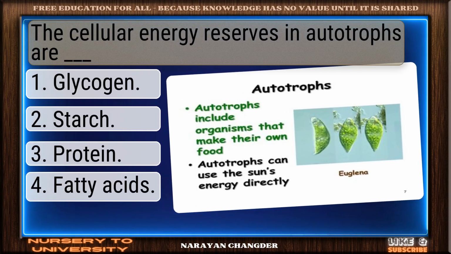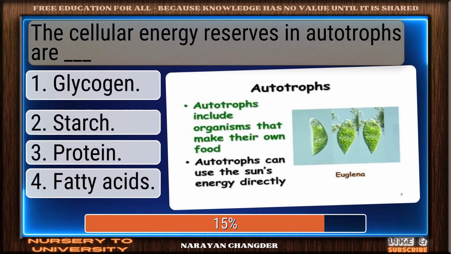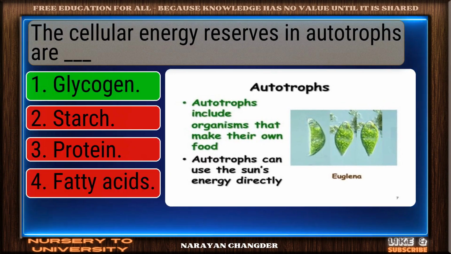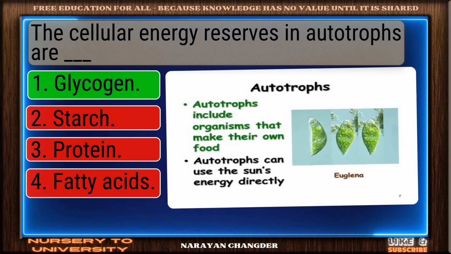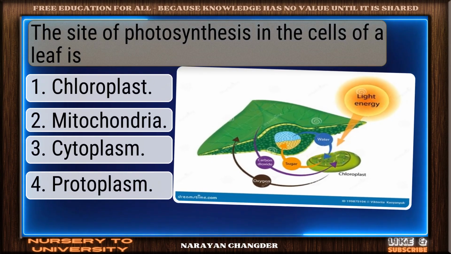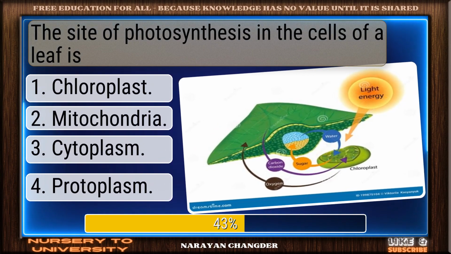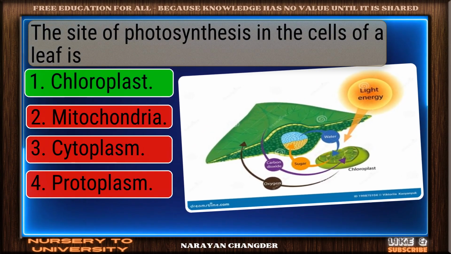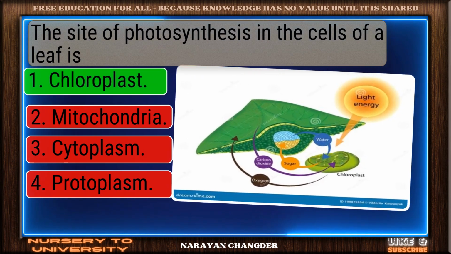The cellular energy reserves in autotrophs are dash. Clear logic. Glycogen is sound. The site of photosynthesis in the cells of a leaf is? Valid point. Chloroplast is true.